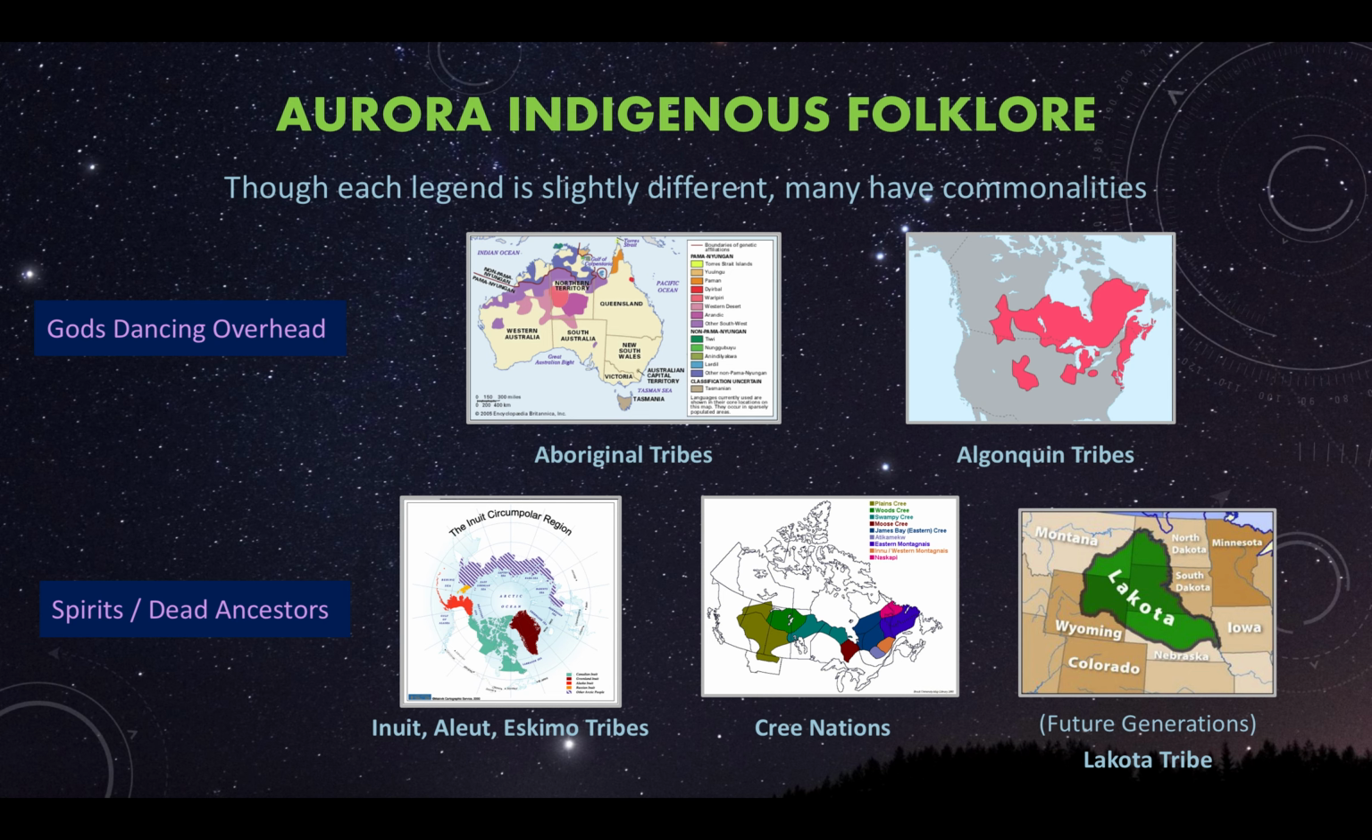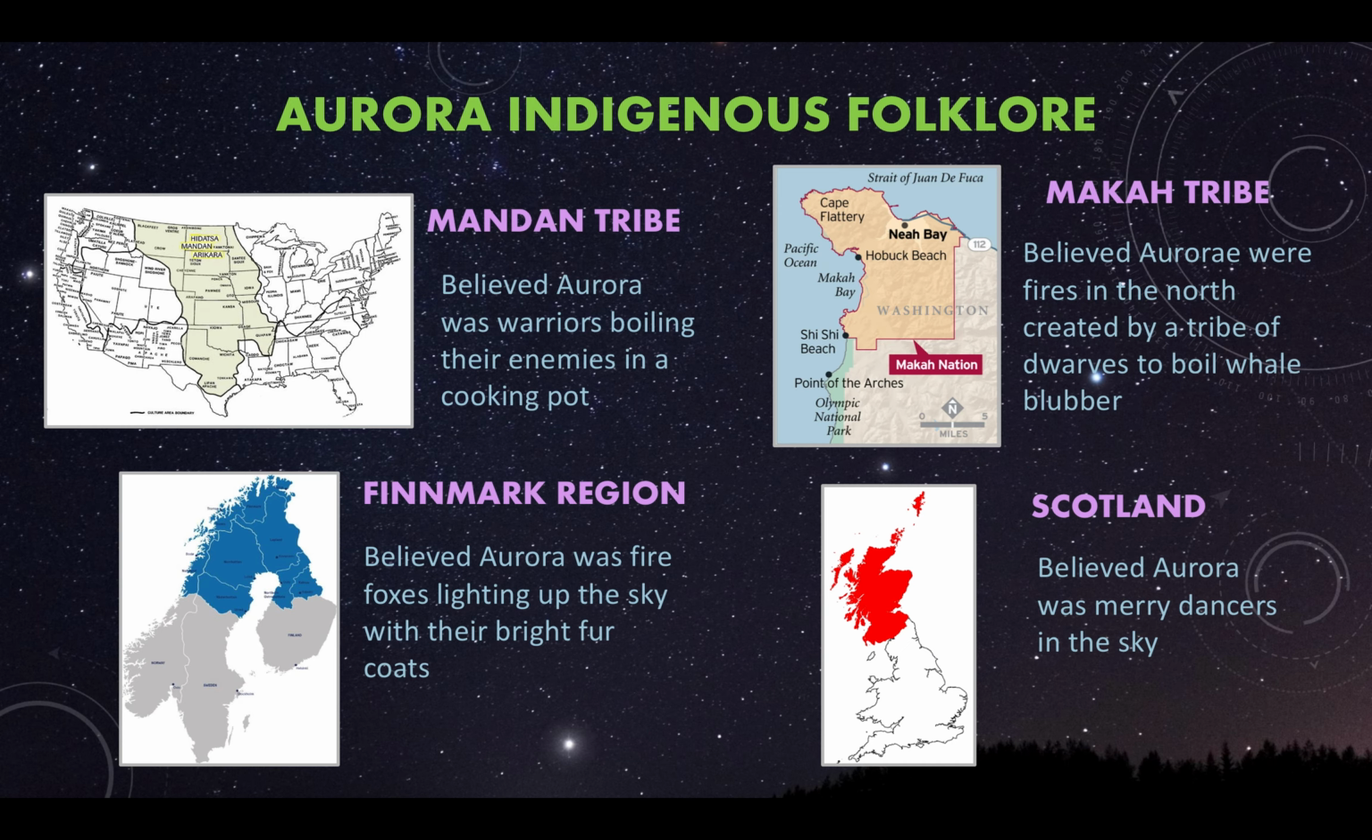The aurora is also very important to indigenous people. In Australia, the indigenous people often believed that the lights they saw were gods dancing overhead, while here in the northern hemisphere, the indigenous people often believed that it was their spirits or dead ancestors that they were seeing.